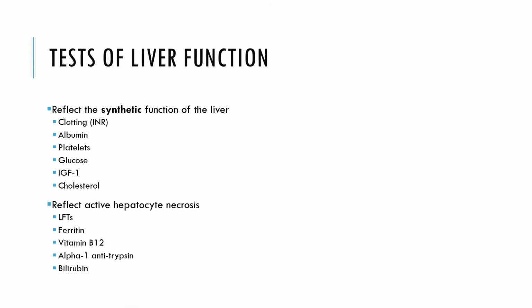As we've discussed, the enzyme part of the LFTs reflects active hepatocyte necrosis. Necrosis also results in release of other things that are in high concentration in hepatocytes, such as ferritin, vitamin B12, alpha-1 antitrypsin, and bilirubin. But bilirubin can also reflect the metabolic function of the liver, and we'll discuss how. Globulin as well is another thing that can represent metabolism in hepatocytes.